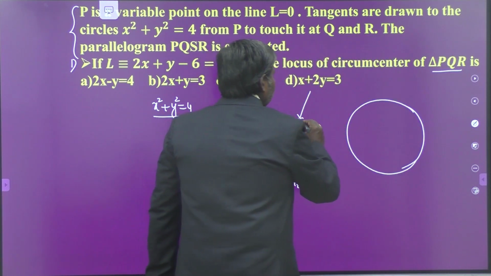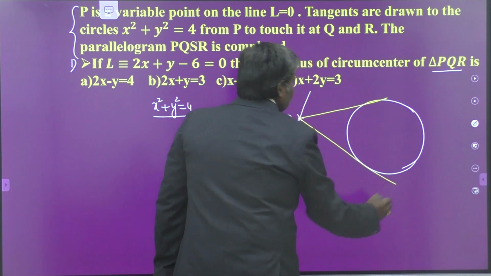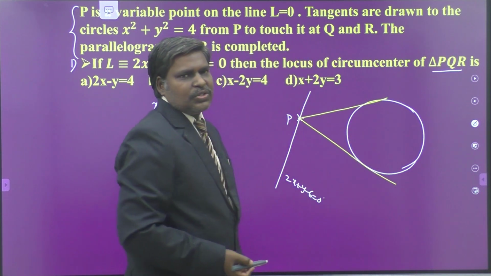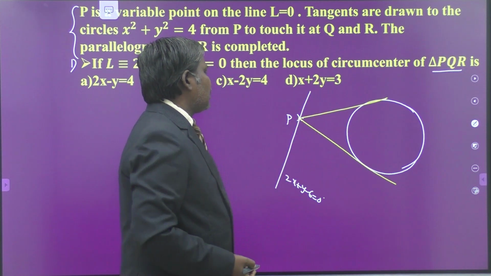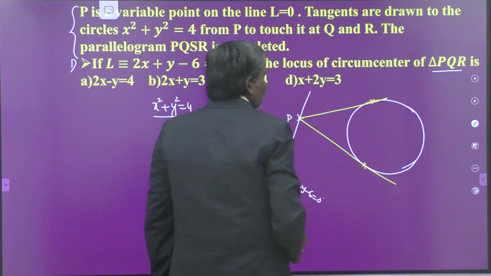Tangents are drawn from P to the circle. These are the tangents. This is the first tangent. This is the second tangent. Since the point is outside the circle, two tangents can be drawn from the point to the circle. These are the points of contact.